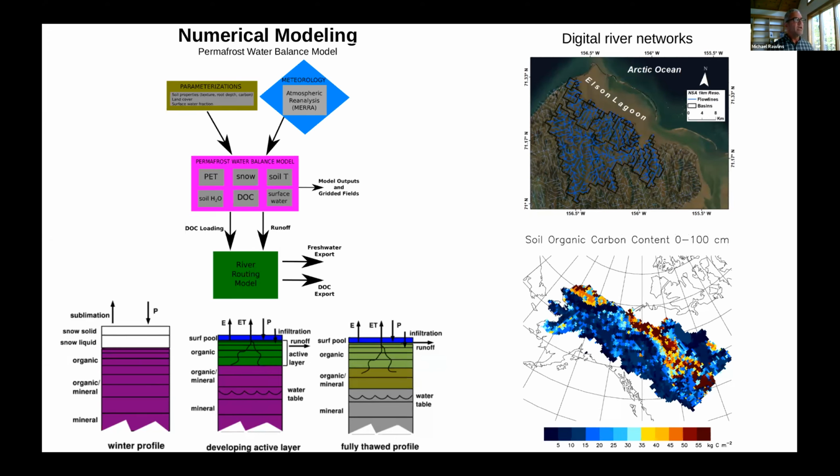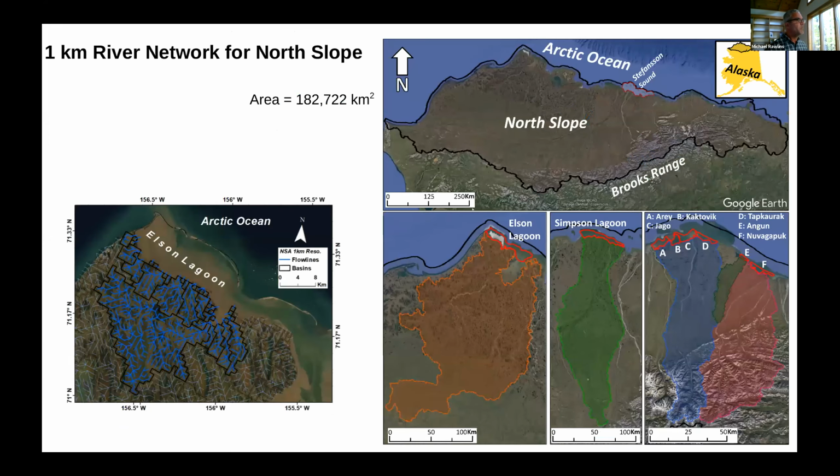And of course, to do terrestrial hydrology, we need to use essentially, if you will, digital river networks. And in the upper right there is a depiction of the digital river network for the area of Northwest Alaska that's draining to Elson Lagoon. We've recently established a new 1 kilometer river network for the North Slope of Alaska. That's 182,000 square kilometers.